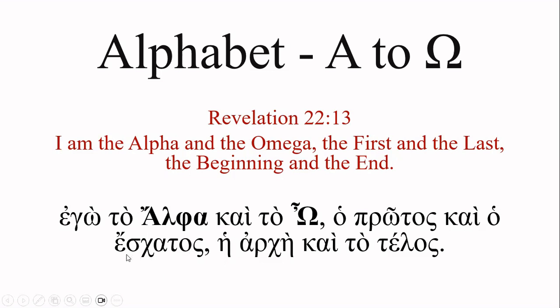Eschatos: eschatology, the study of end times or last days, is translated last. Arche: think of archaeology, study of the beginnings. Telos: telos is like a telescope, to be able to see things far away or to the end. So there are many connections between English and Greek.